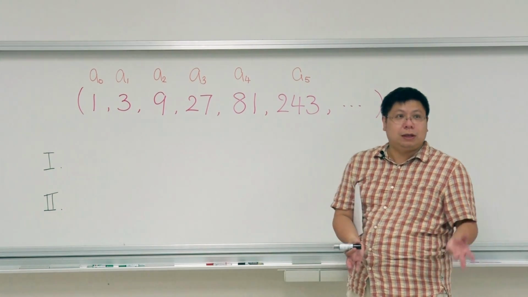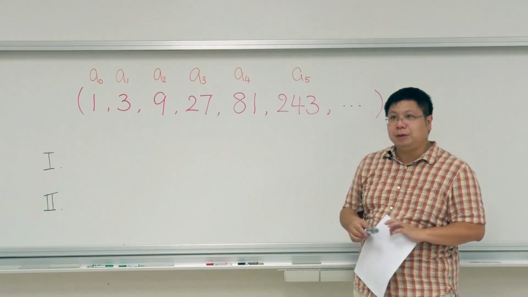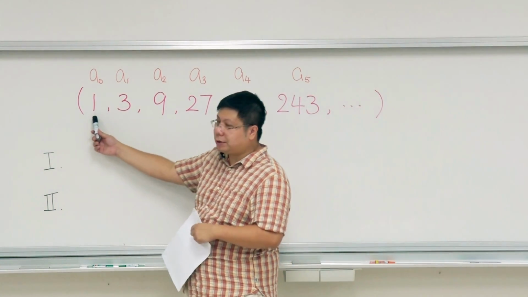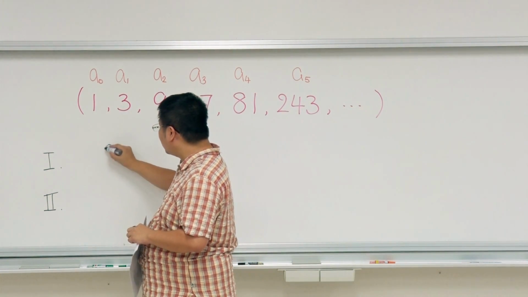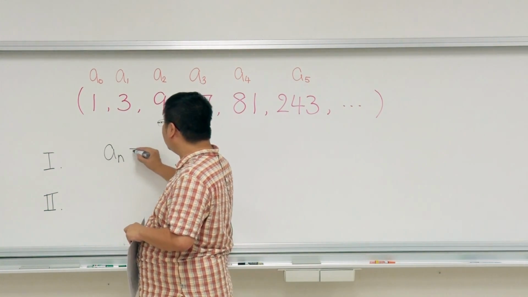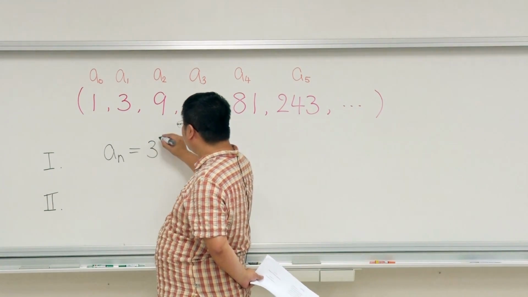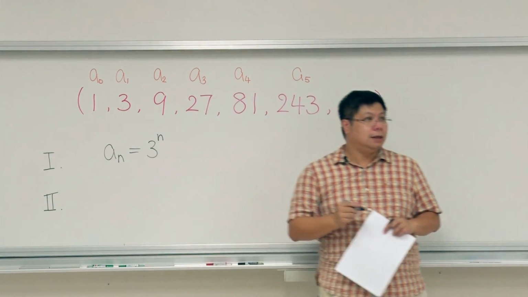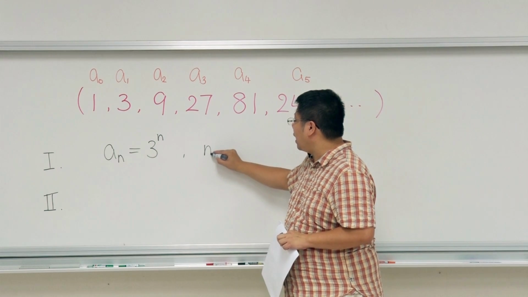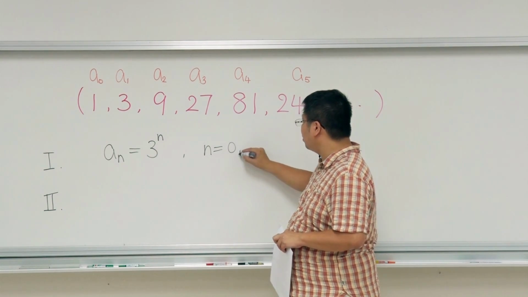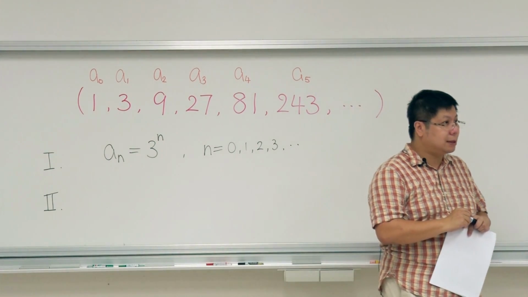And then we want to describe this sequence. The first way is to call the first terms A0, A1, A2, A3. I may just write down that A_n is equal to 3 to the power n, where n is equal to 0, 1, 2, 3, and so on. So they are all integers starting from 0.